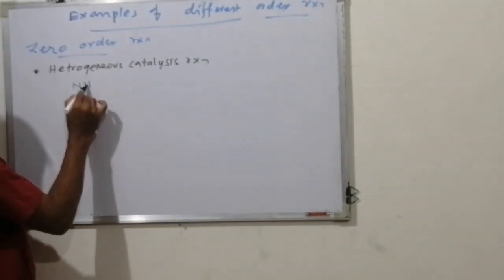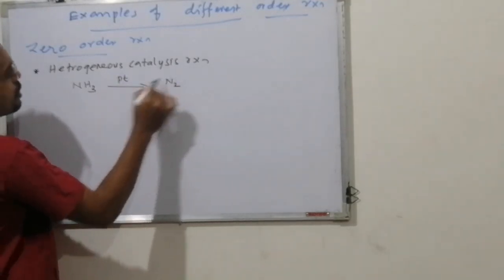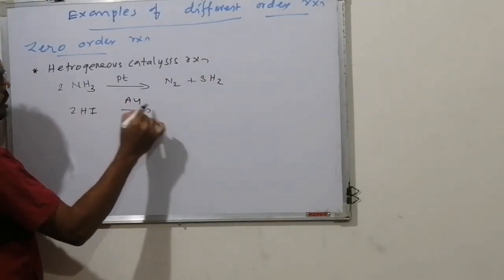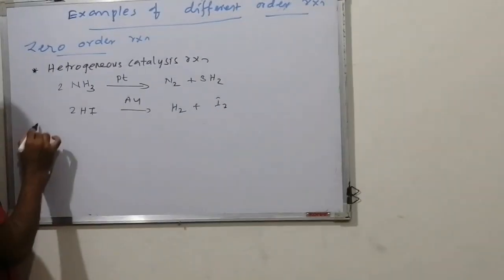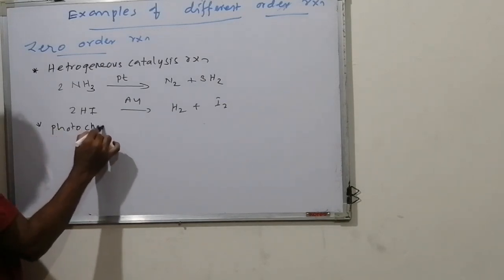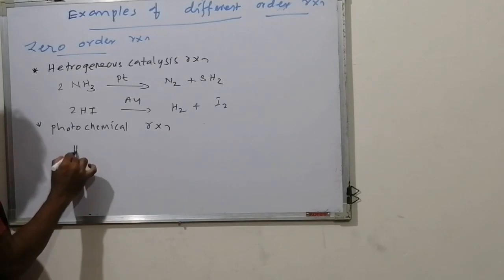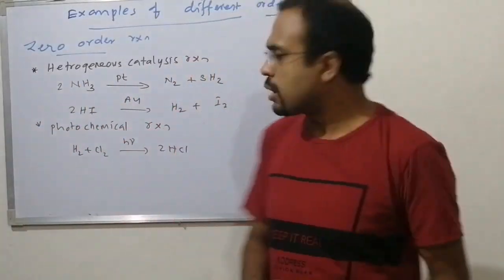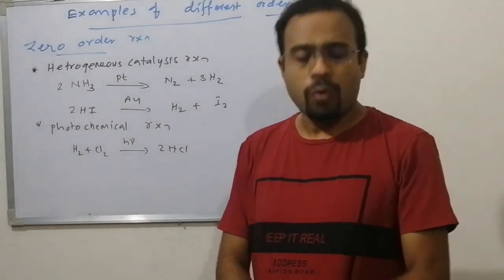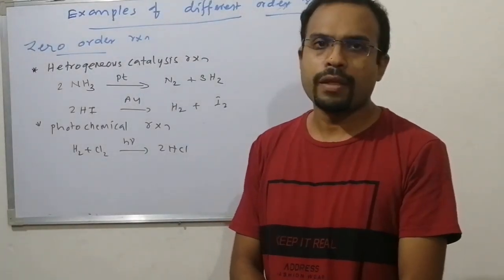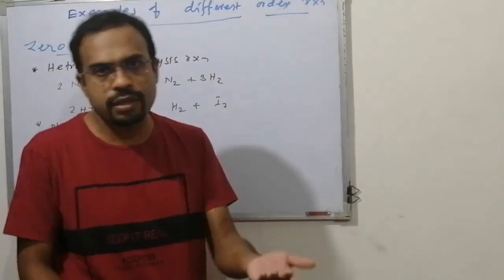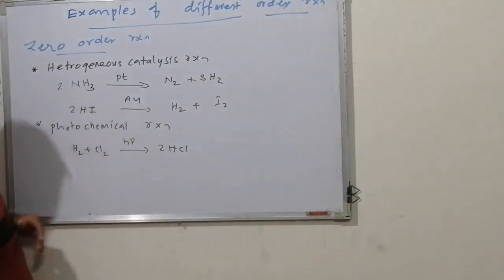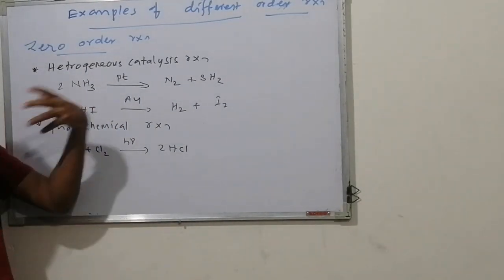Some examples: decomposition of NH3 in the presence of platinum, giving N2 plus 3H2. Another one, 2HI with a gold catalyst, giving H2 plus I2. Second is photochemical reactions, that is H2 plus Cl2 giving 2HCl. Please remember, don't think that all photochemical reactions are zero order. That's wrong. Order can be understood from the rate law expression. I suggest some examples which have been asked in different examinations and given in different textbooks. When I say photochemical reaction and heterogeneous catalysis reaction, you never generalize that.